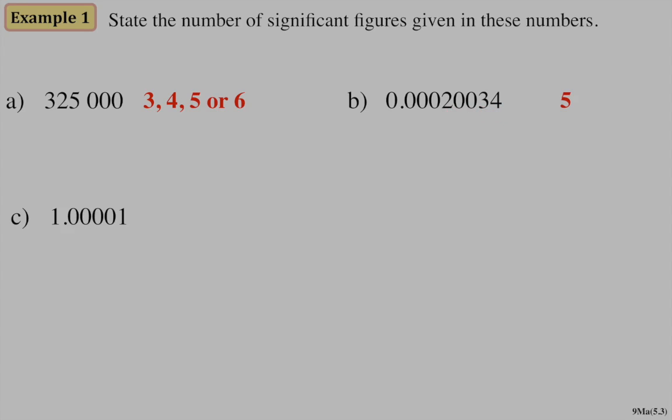What about this one? There's a 1 at the beginning and a 1 at the end, so it doesn't matter if there's zeros in between. There is 1, 2, 3, 4, 5, 6 significant figures. Ignore the scientific notation. We're just looking at the 4.22. How many significant figures? That's not a zero, so 1, 2, 3. 3 significant figures.